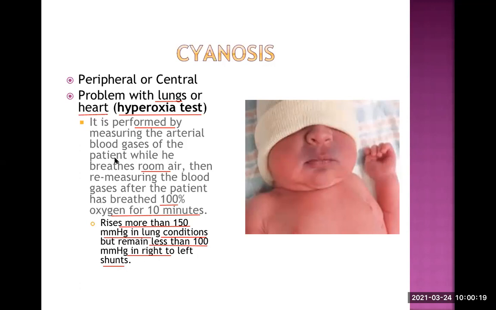So actually, what are we doing? There are different components of ABG: one is pH, another is PaO2, PaCO2, and bicarbonate. We only look at PaO2 in this case, the partial pressure of oxygen. After giving oxygen, if the PaO2 rises more than 150 millimeter of mercury, then it is a lung condition. When we give enough oxygen, the hypoxia will reverse in lung disease. But in heart disease, there is a mixing of the blood occurring. So even if we give oxygen, the hypoxia doesn't reverse that easily. That is the concept.